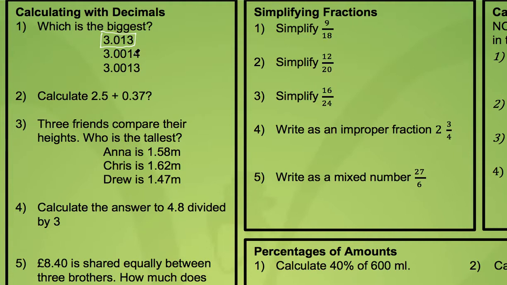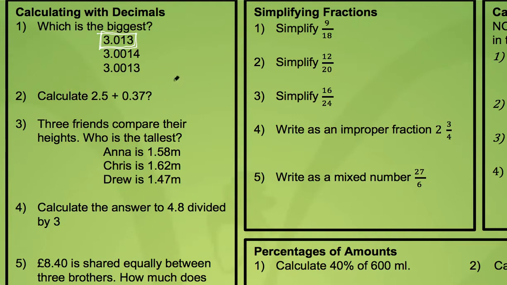Second biggest would be 1/4, because these two both have 1,000th, and that has 4 10,000ths compared to 3 10,000ths, so that would be the second biggest, and that would be the smallest. But it's just asked for which is the biggest, so it's that one. That 3 is bigger than the 1s.